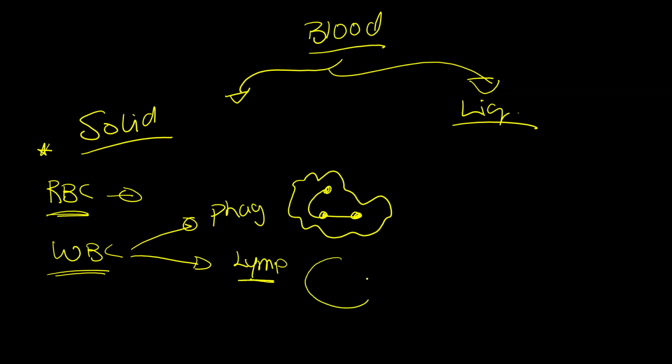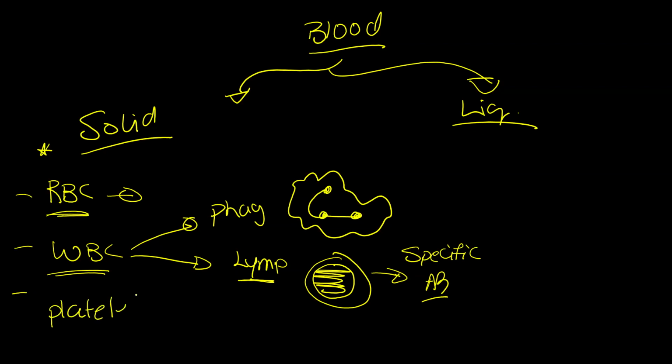And the lymphocyte, they're smaller, rounder, with a large central nucleus, and they produce one thing. What is it? Antibody. Very good. Please use the word specific before antibodies. Specific antibodies that attack specific pathogens. Very good. Now we have the last solid part that we will study called the platelets.